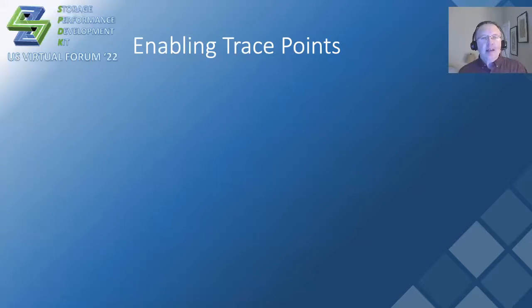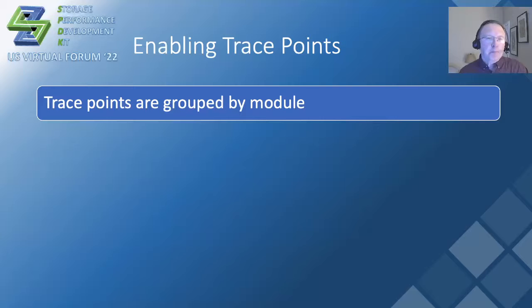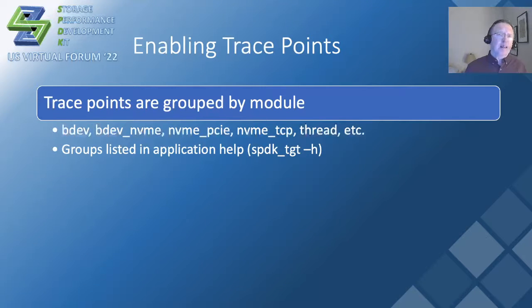Okay, so first, how do you enable trace points in SPDK? The trace points are all grouped by module. Not every module in SPDK has trace points defined, but a lot of the primary ones do. For example, we have ones in the generic bdev layer for start and stop for IOs. We have ones in the bdev NVMe module. We have ones down in the NVMe drivers themselves at both the PCIe and the TCP transports. We have ones in the thread library. There's a few others. These trace points can be enabled in any SPDK module. It just takes somebody to take the time to go in and define the ones that make sense.